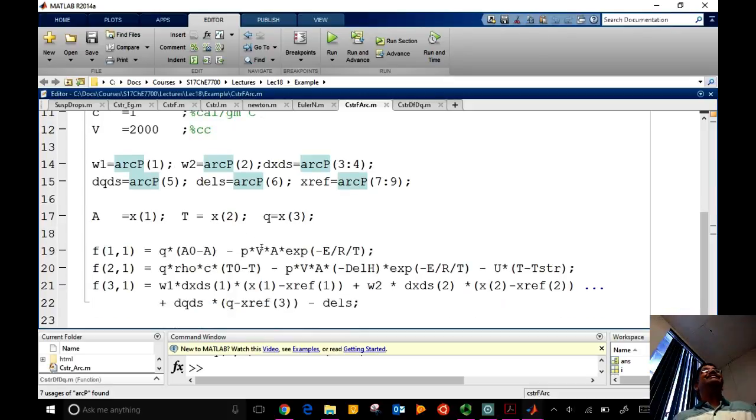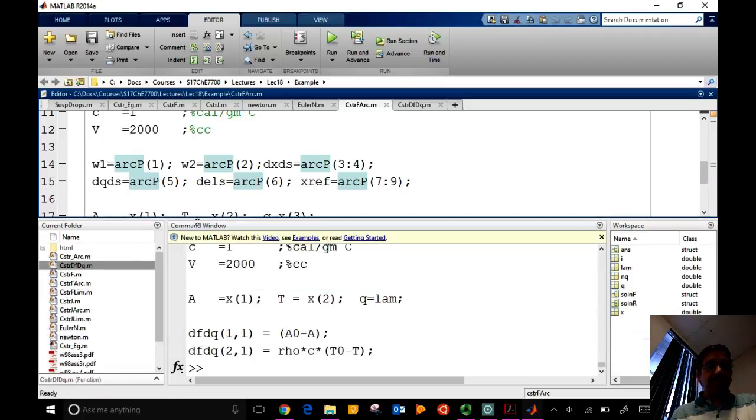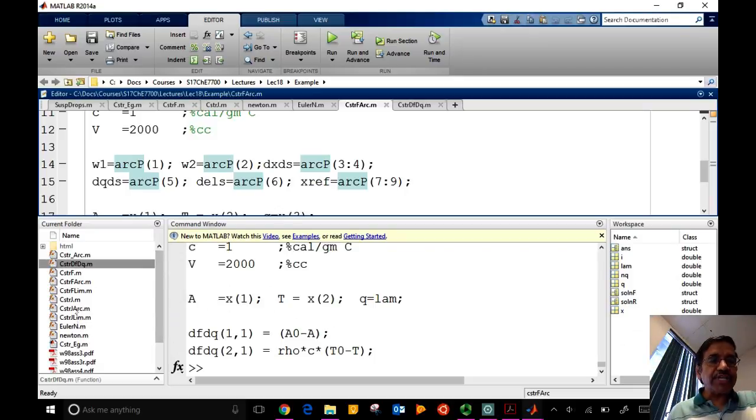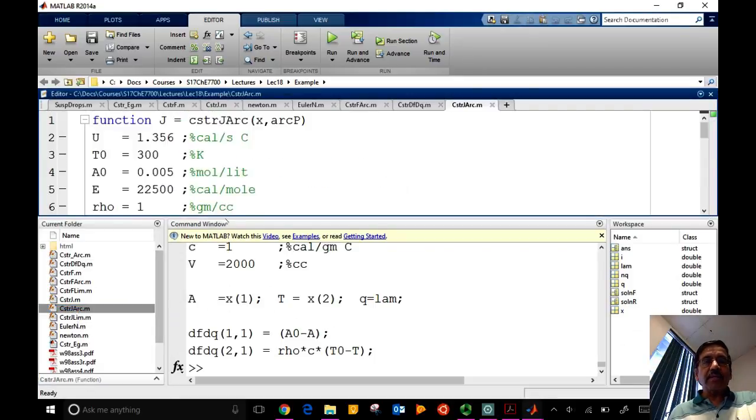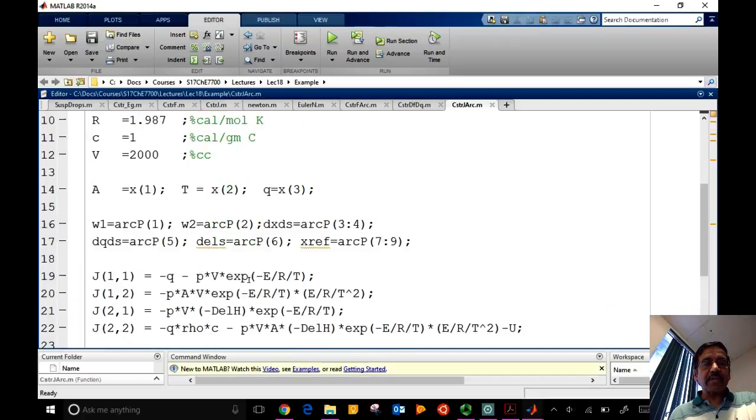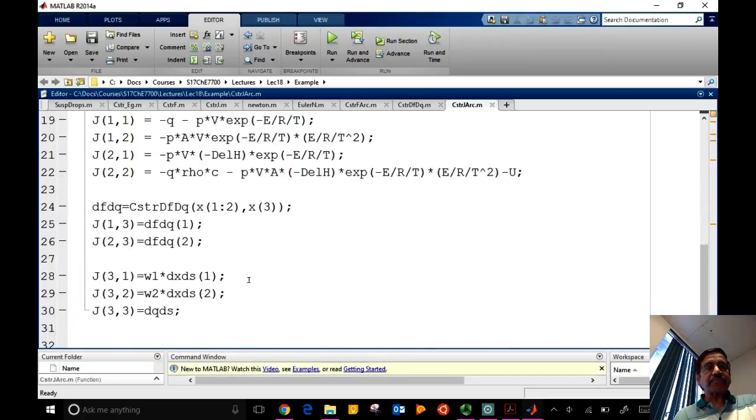What I need now is the Jacobian of these three functions. So it's a 3x3 matrix. So I need to write a function called CSTR arc, and it has the same input, and if you see, the same 2x2 submatrix, but then I will have a column vector on the third column and then the third row. So these are derivatives taken from the definition of the arc length equation. They are fairly easy to develop. Once you have the arc length equation, take its derivative.